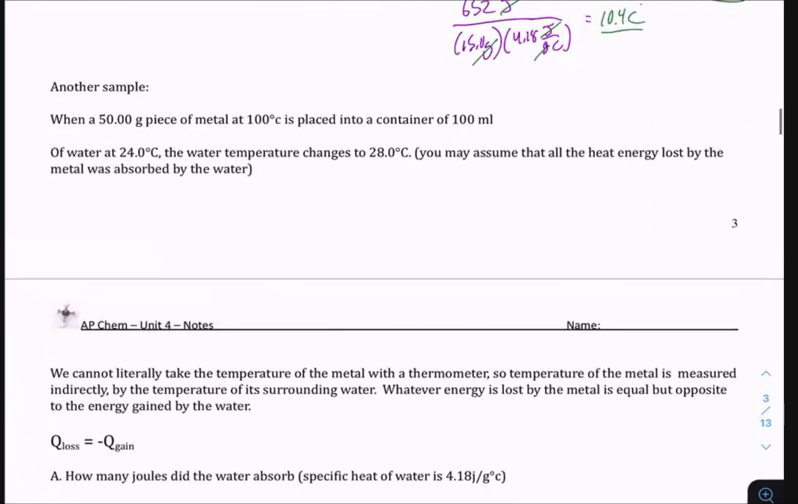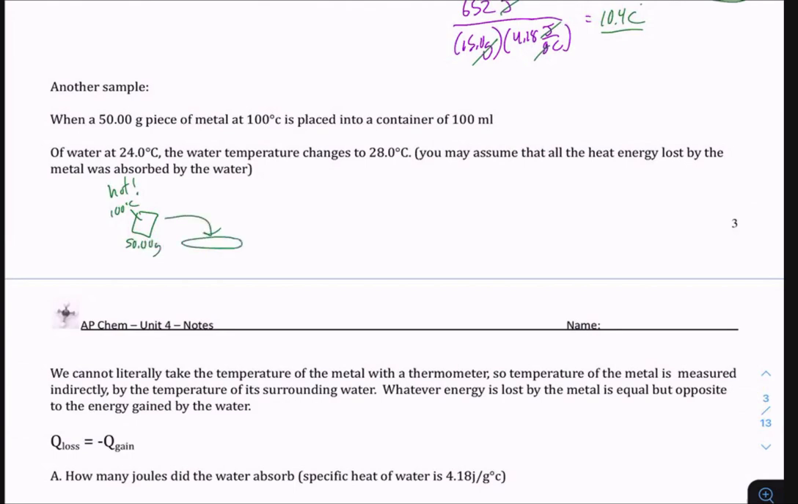All right, so let's try another sample. I've got a 50-gram piece of metal at 100 degrees Celsius. It's placed into a container of 100 milliliters of water. At 24 degrees, the water temperature changes. You may assume that all the heat energy lost by the metal was absorbed by the water. Okay, so here's what's happening. Got a piece of metal, which is hot, right? The piece of metal is 100 degrees Celsius, and it's got a mass of 50 grams.